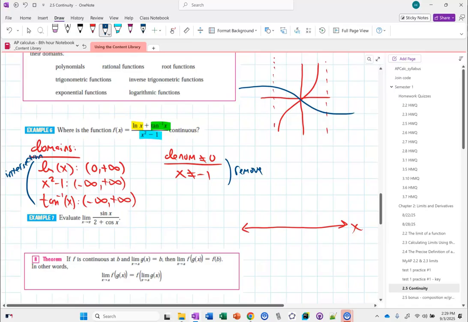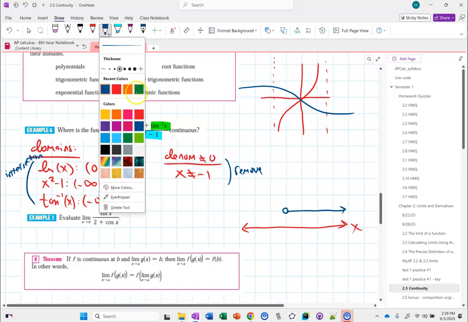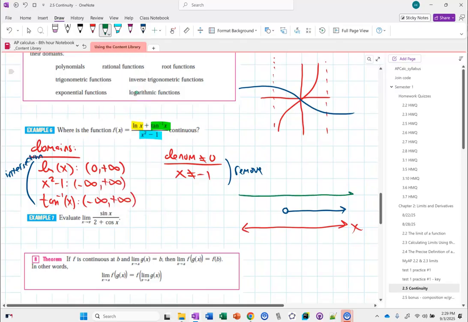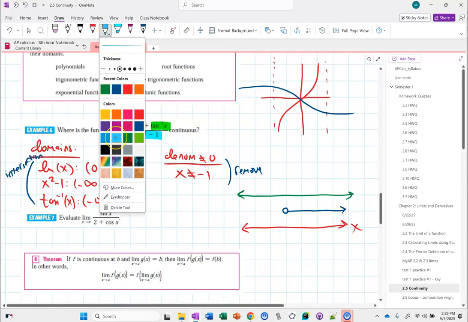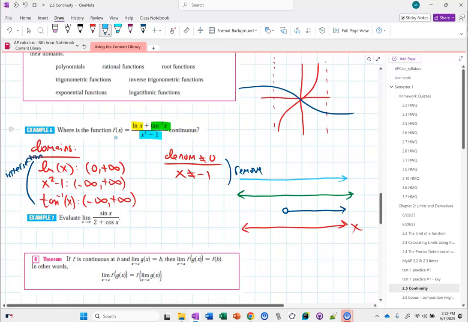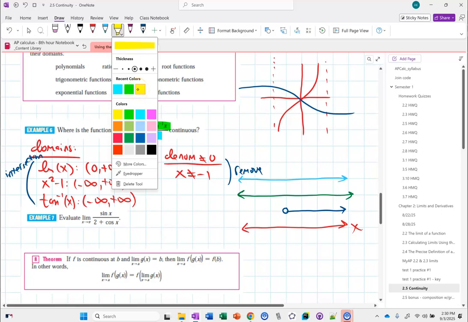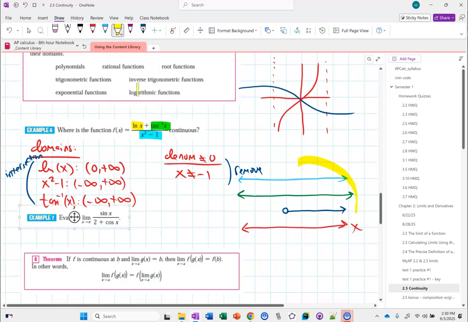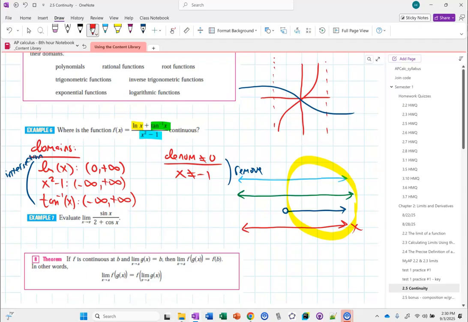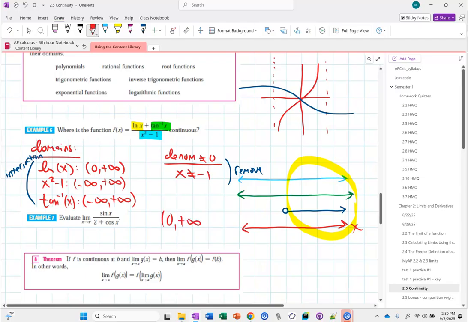If I draw 0 to positive infinity, that's like that, right? If I draw all real numbers, it's like that, right? If I want the intersection of these, it's going to be the overlap of all three of them. So 0 to positive infinity.